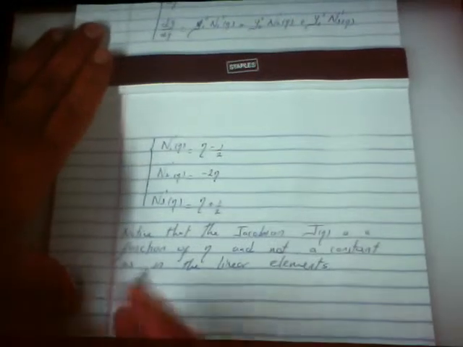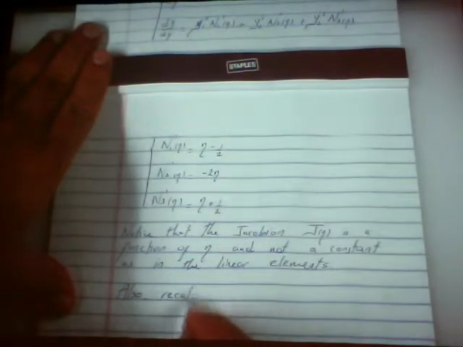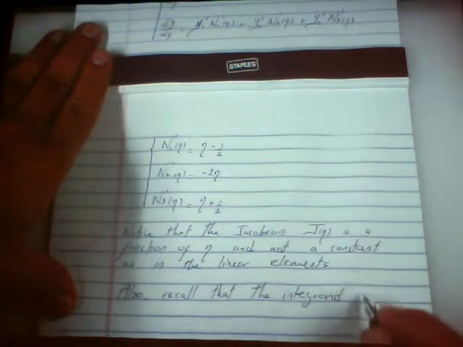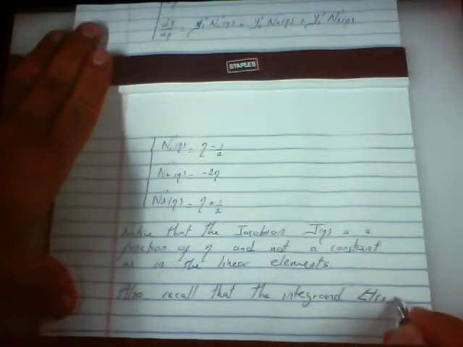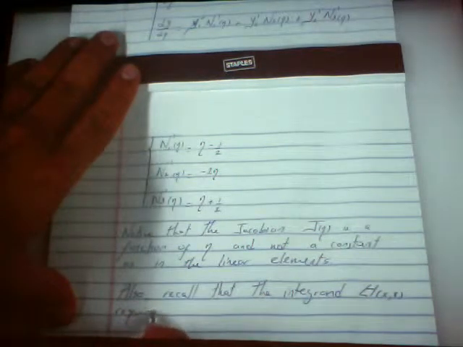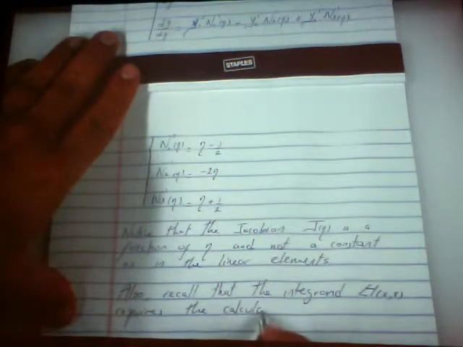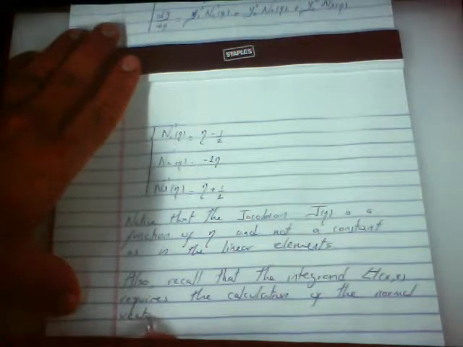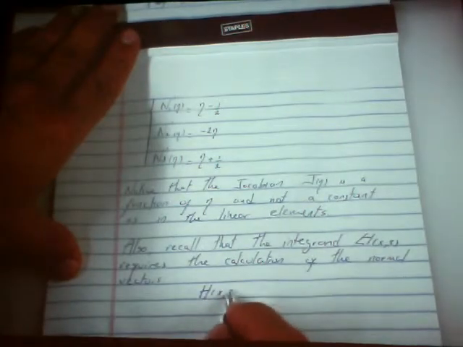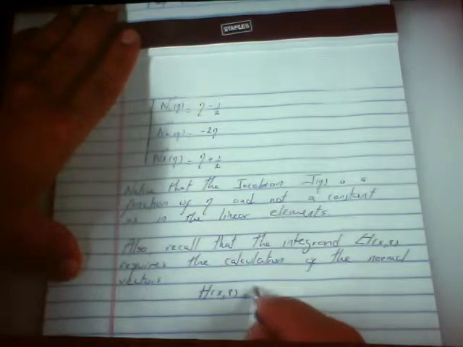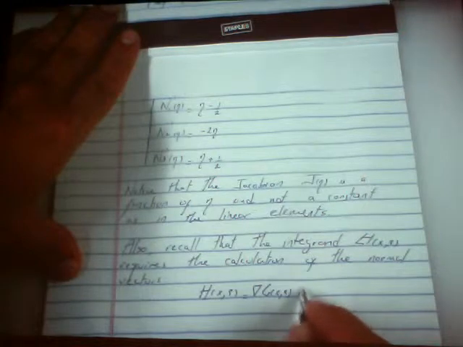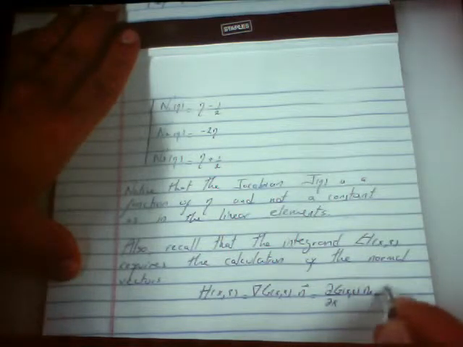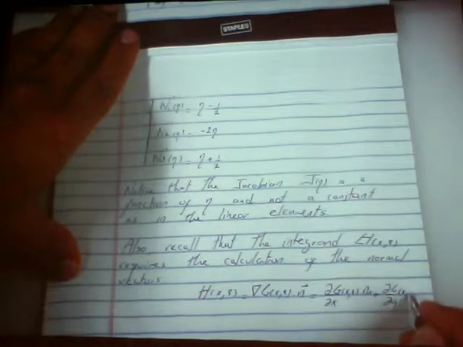Alright? Also, recall that the integrand h of x and psi requires a calculation of the normal vectors. h of x and psi is equal to the gradient of g dotted into n, which is equal to dg dx times nx plus dg dy times ny.